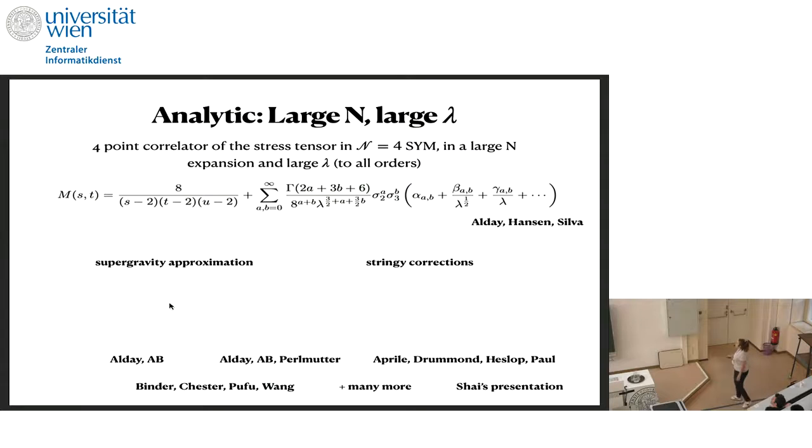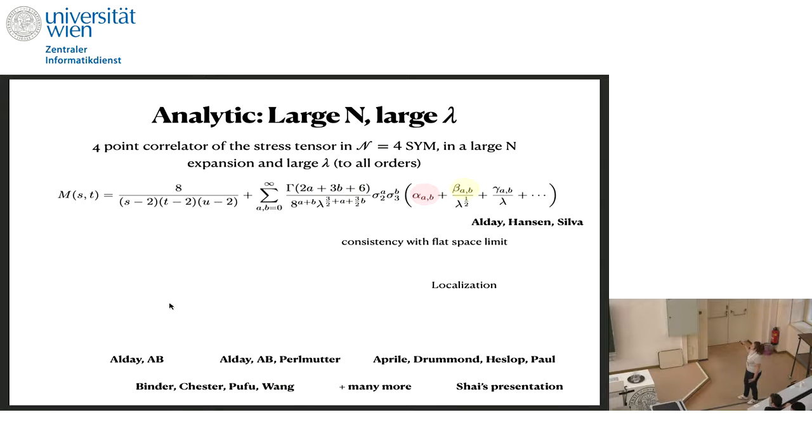In this recent paper by Alday, Hansen, and Silva, they put in context this coefficient here. We know that alpha can be computed by the consistency of this amplitude, which is due to the AdS/CFT correspondence, related to the AdS amplitude by consistency with the flat space limit. This coefficient alpha can be computed, and also this coefficient beta, there are some relations due to localization.